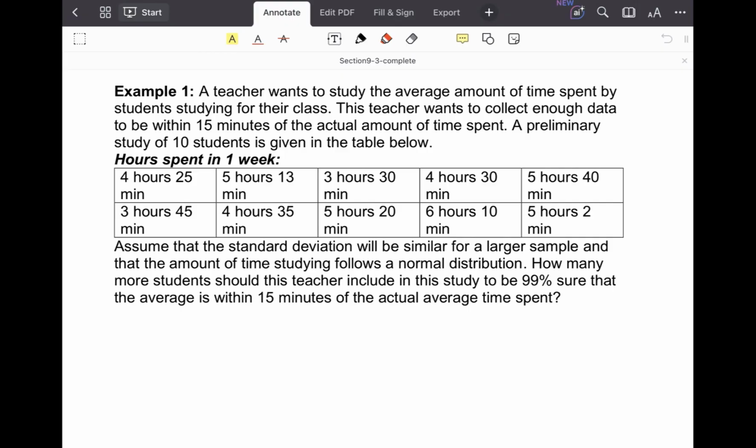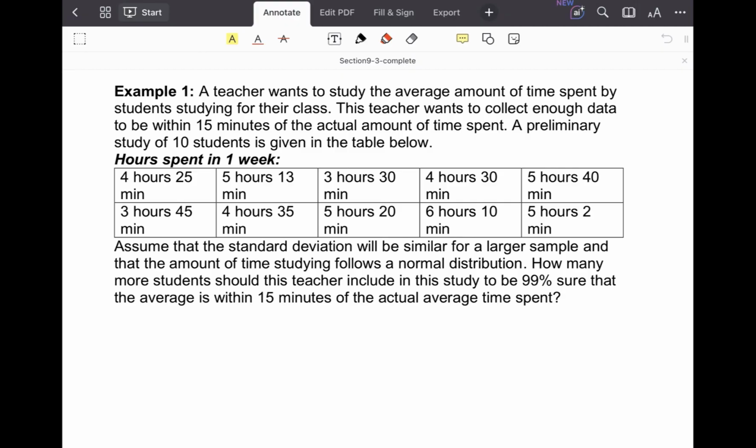And if we assume the standard deviation is similar for a larger sample and that the amount of time studying follows a normal distribution, how many more students should this teacher include in the study to be 99% sure that the average is within 15 minutes of the actual average time spent?